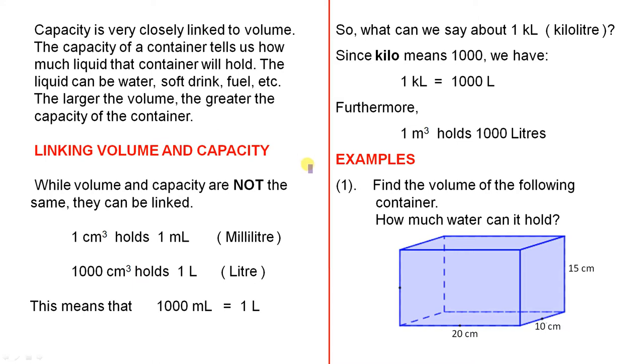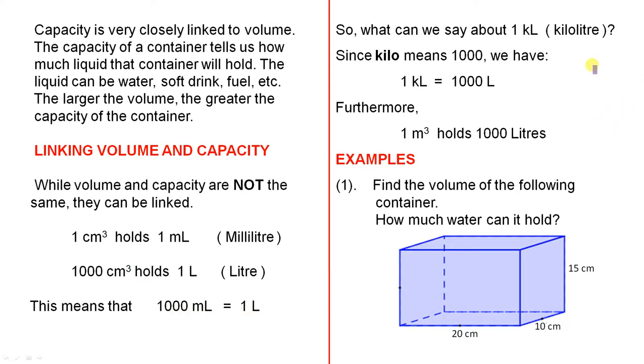Linking volume and capacity. While volume and capacity are not the same, they can be linked. Now, 1 cubic centimetre holds 1 millilitre of liquid. So ml is the shortened form of millilitre, and that's how you write the word. 1,000 cubic centimetres holds 1 litre. There's the word litre. This means that 1,000 millilitres is equal to 1 litre. So there are 1,000 millilitres in a litre.